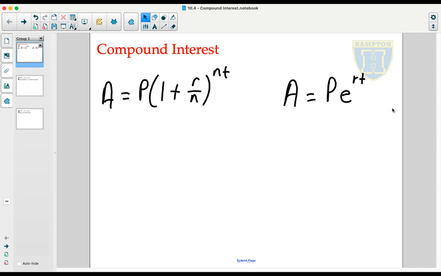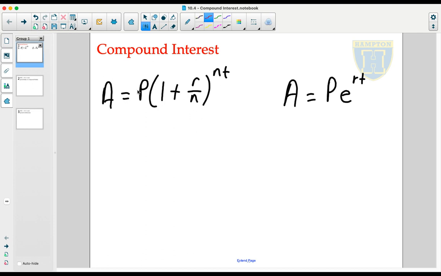Calculating compound interest requires that we use the correct formula for the given situation. We will use the formula on the left for any compounding period that is less than continuous. So our compounding periods of quarterly, monthly, daily, weekly, whatever the amount of time that is decided upon as the compounding period, we'll use the formula on the left.